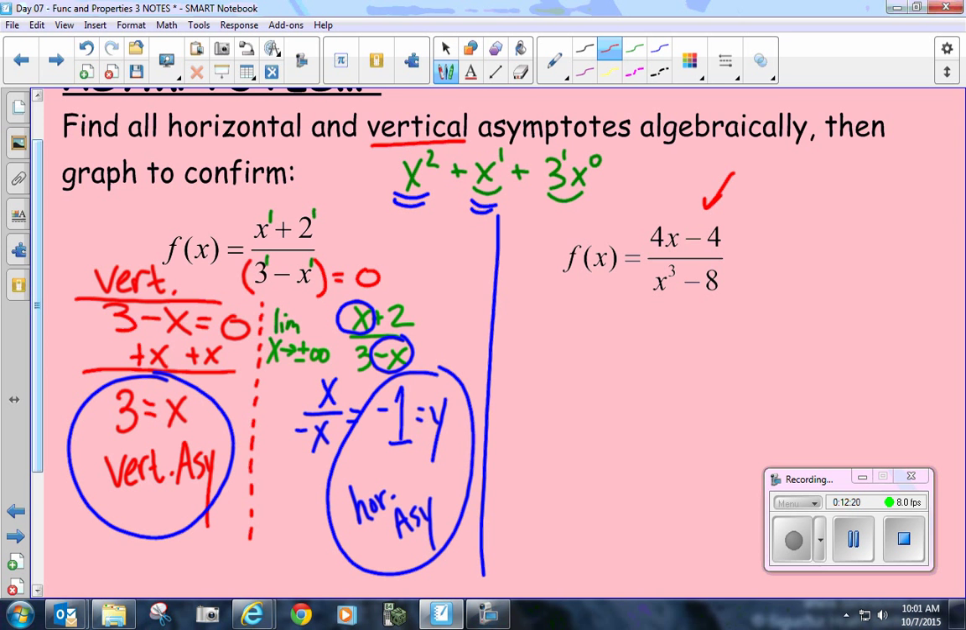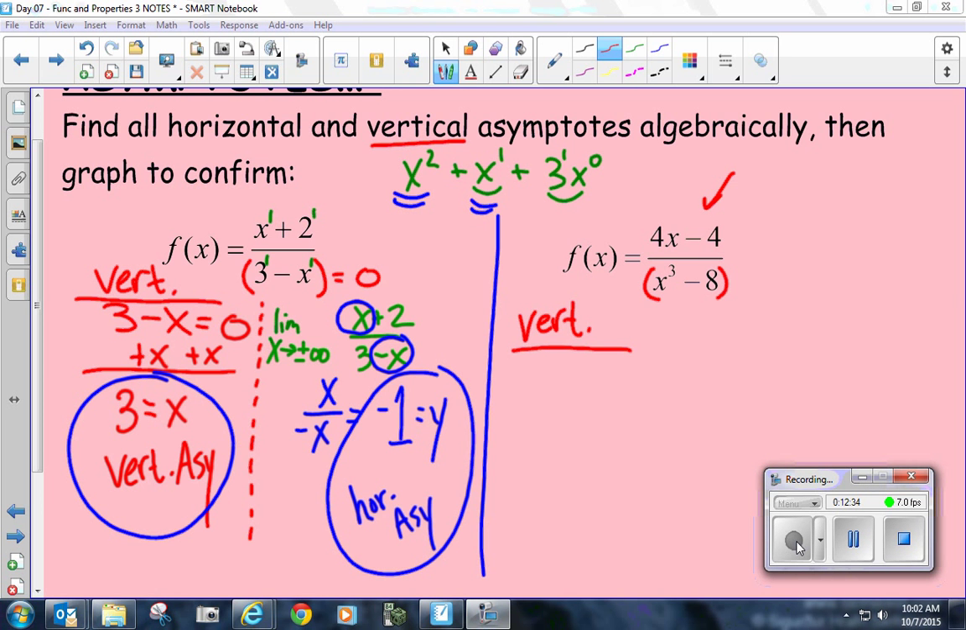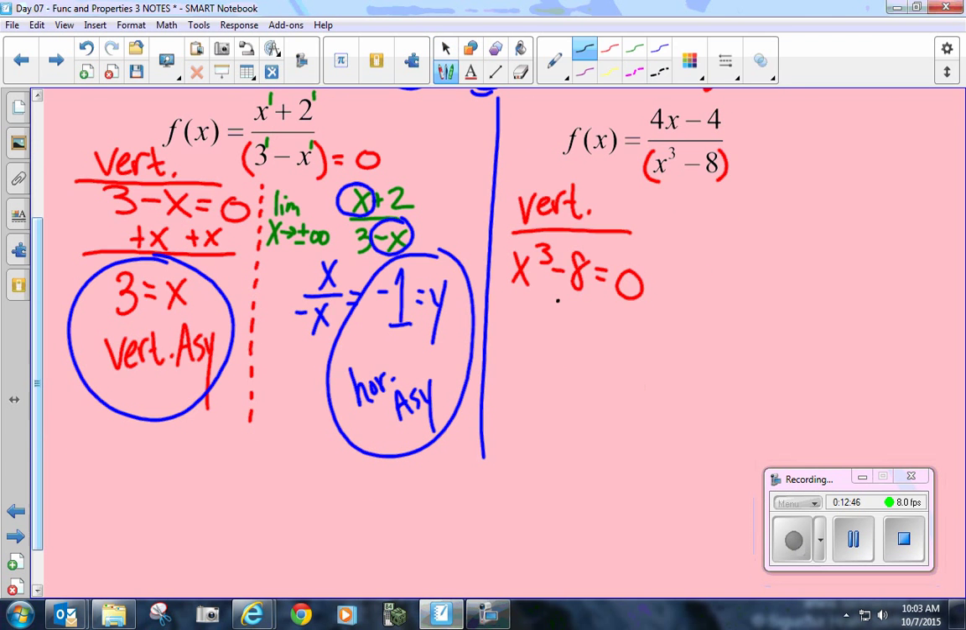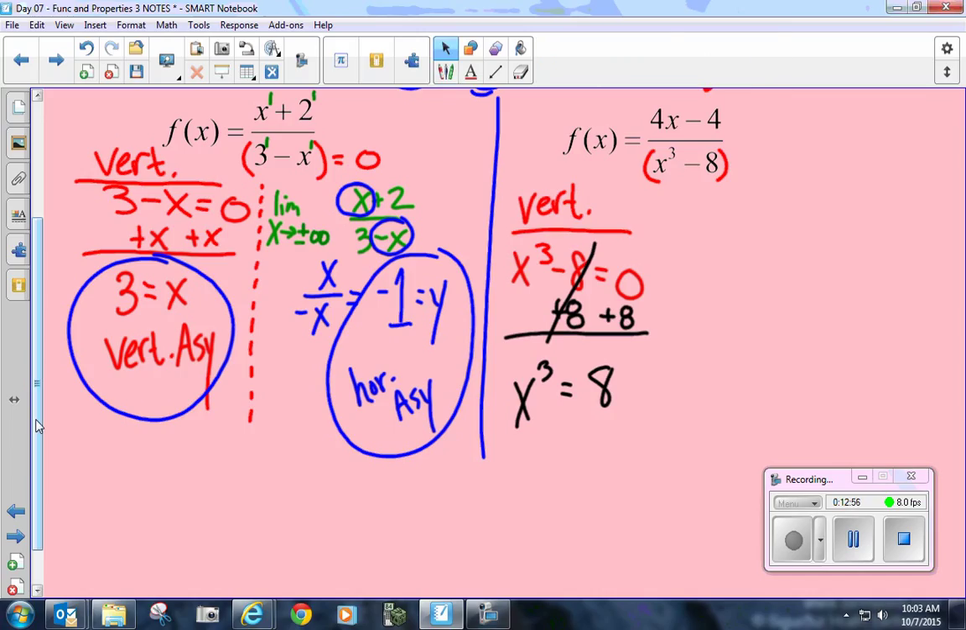Let's take a look at our second function. So, vertically, what values of x make it undefined? Well, the denominator shouldn't equal 0. That's what makes it undefined. So, those of you that started out with x cubed minus 8 equals 0, that's fine. How do I solve that? I need to start by adding 8 to both sides. X cubed equals 8. How do I figure that out? I take the cube root of 8.